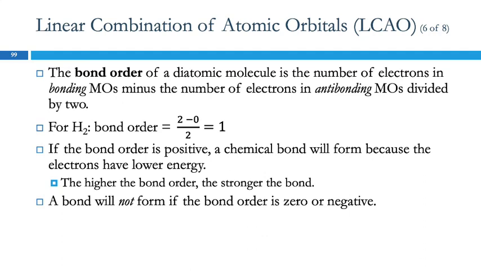Now, we talk about something called bond order. And really, this is just comparing how many electrons are in orbitals that promote bonding versus ones that don't promote bonding. So it's the bonding electrons minus the anti-bonding electrons divided by 2. So it's kind of an average.